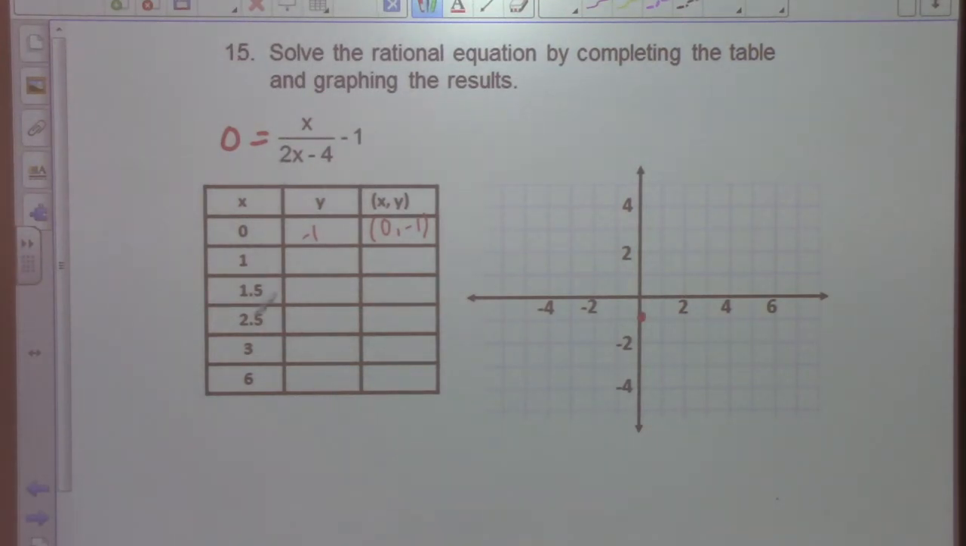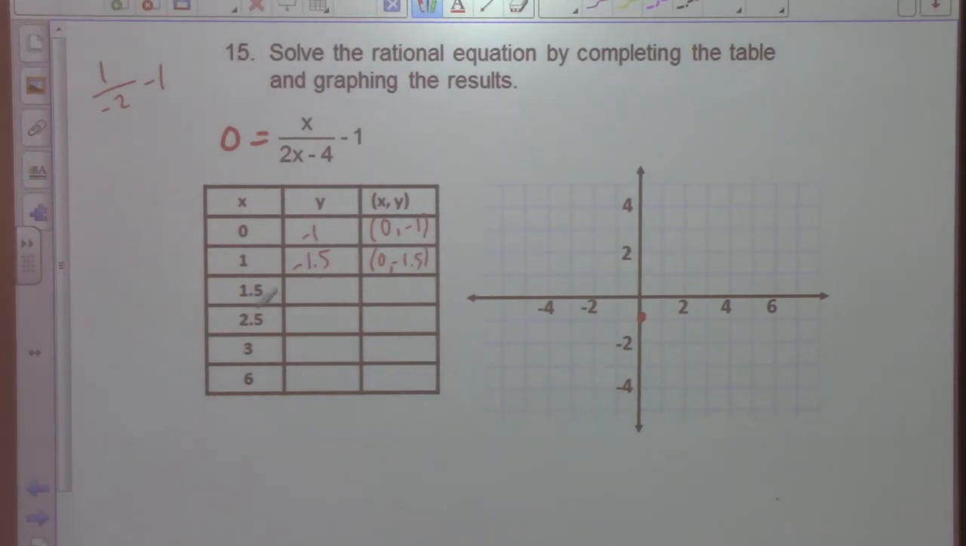If we plug in 1, let me write it up here. We have 1 over 2 minus 4, which is going to be 1 over negative 2, minus 1. So we get negative 1/2 minus 1. So this would be negative 1.5. So we have 1, negative 1.5.